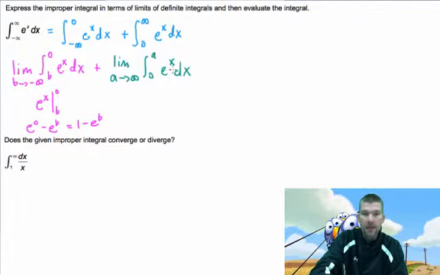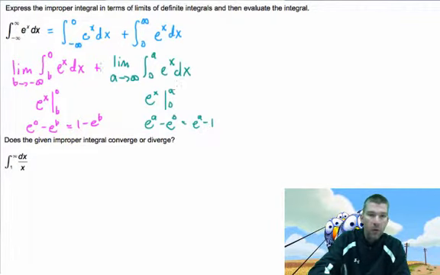So we're going to, again, integrate e to the x, which is e to the x, and we're going to evaluate it from 0 to a. Well, it's stop minus start. So this is going to be e to the a minus e to the 0, which is going to be e to the a minus 1.